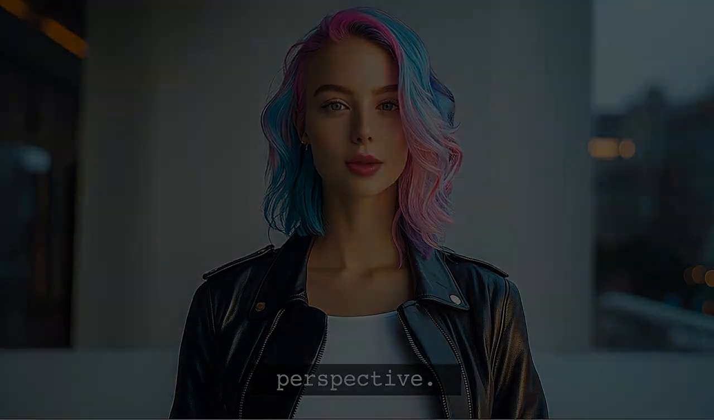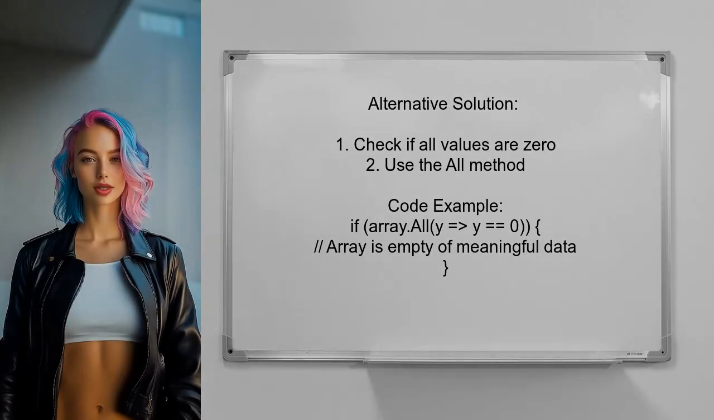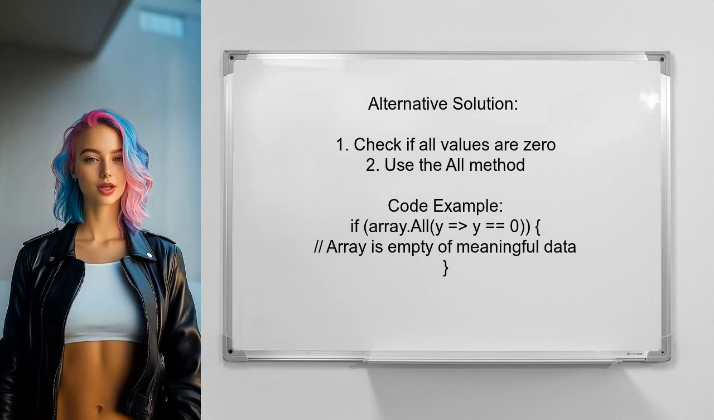Let's see another perspective. An alternative approach suggested by a user is to check if all values in the integer array are 0. You can use the All method to do this. If all values are 0, it indicates that the array is empty of meaningful data.